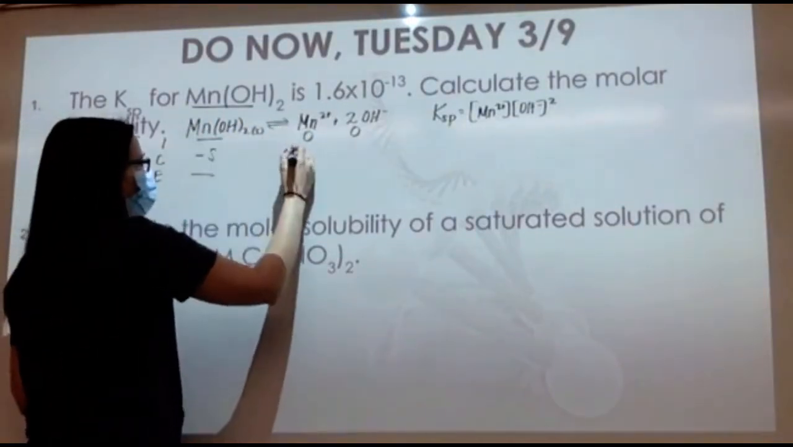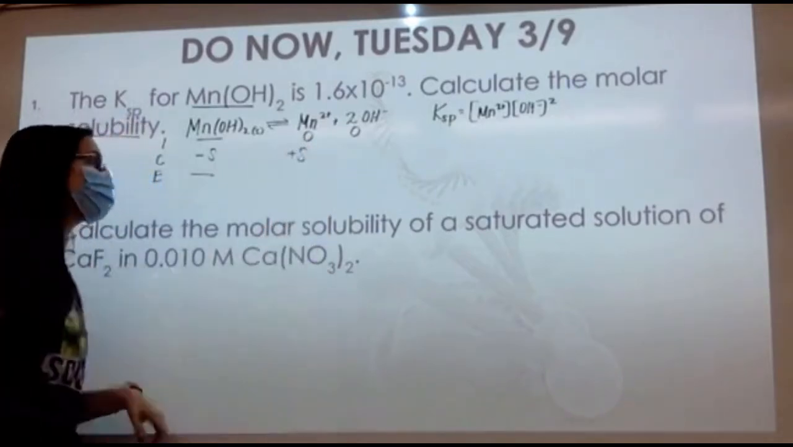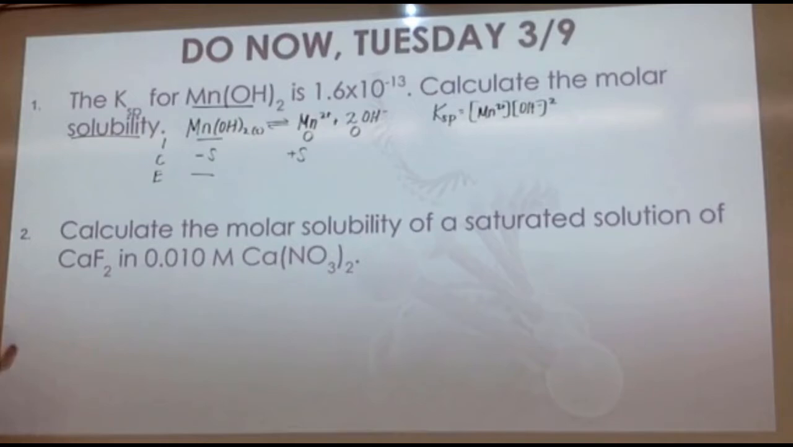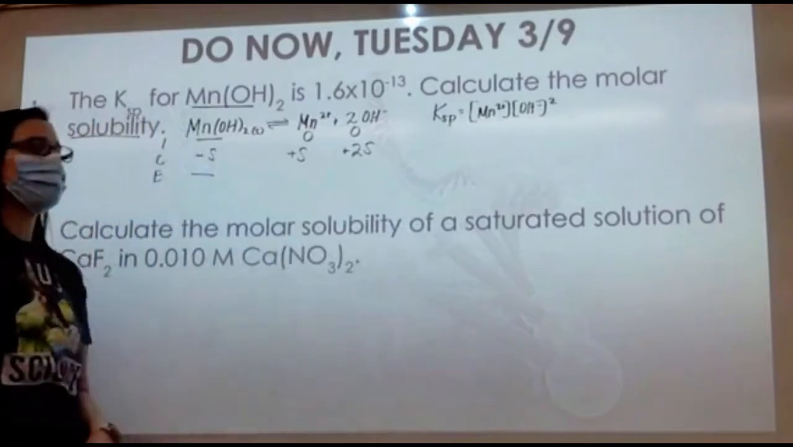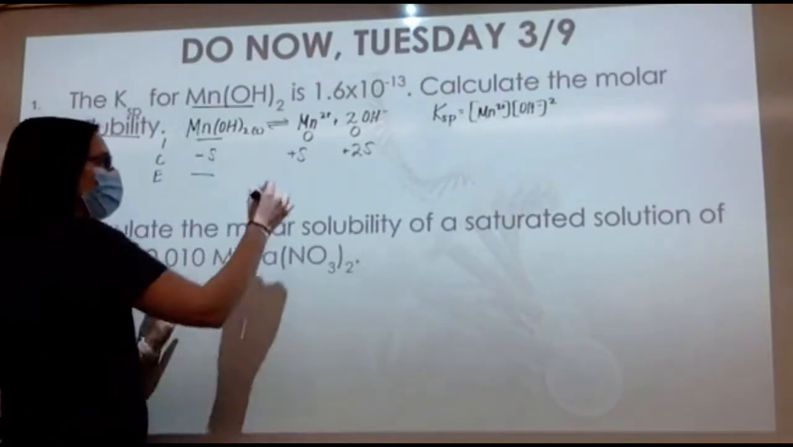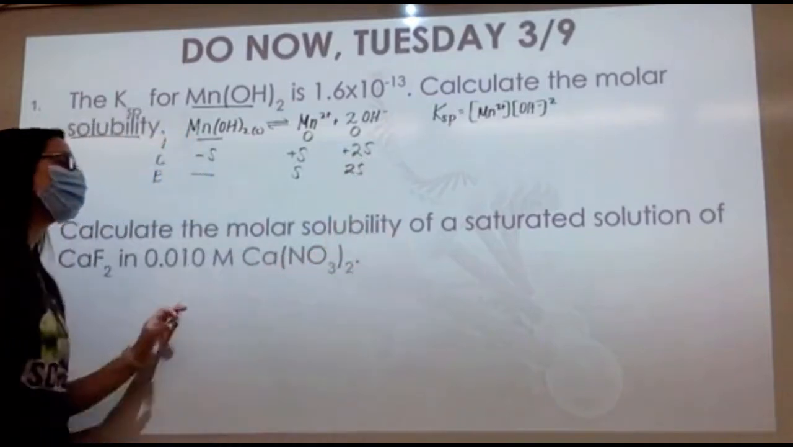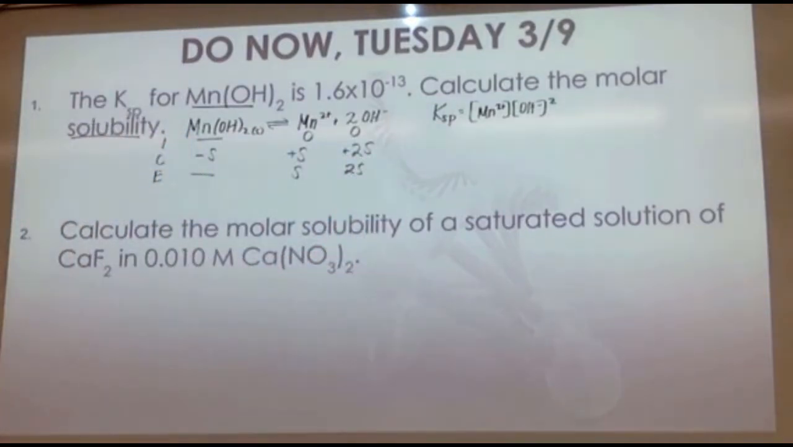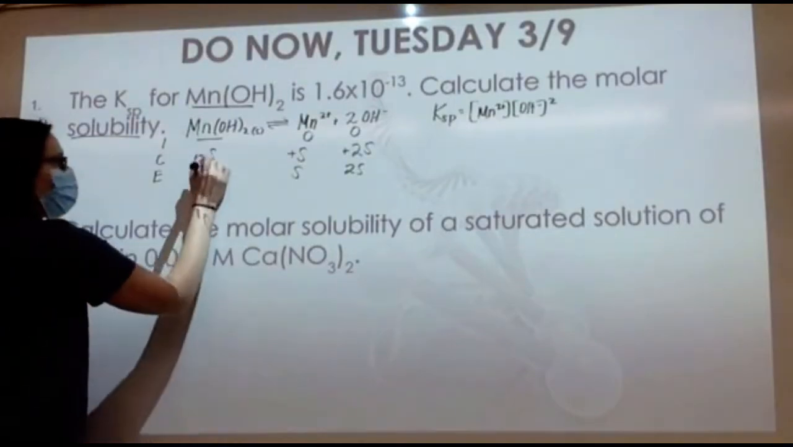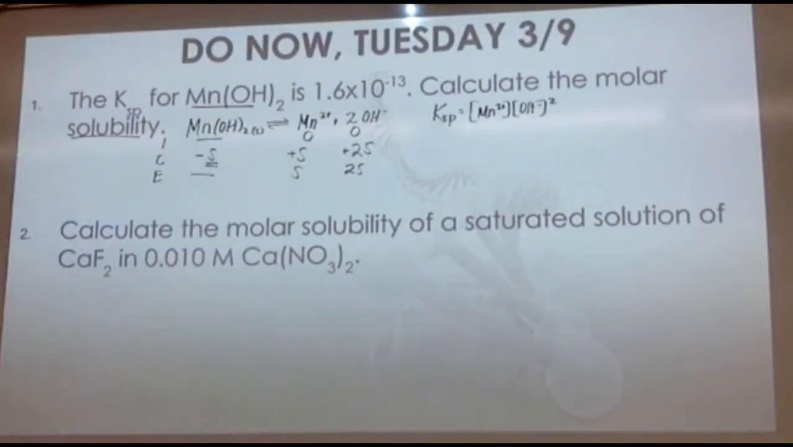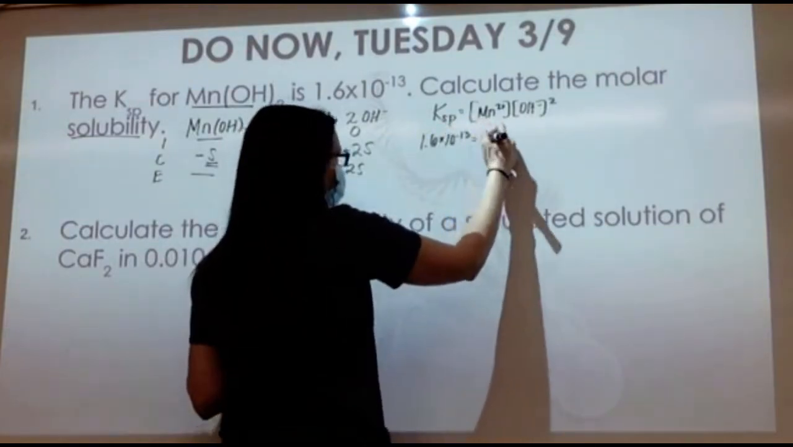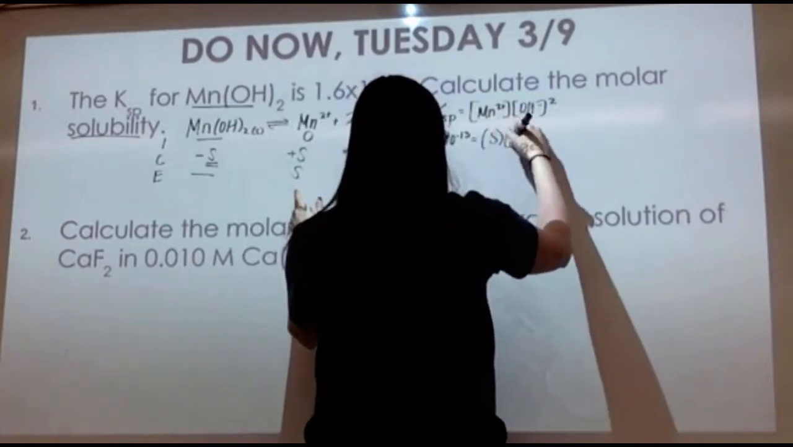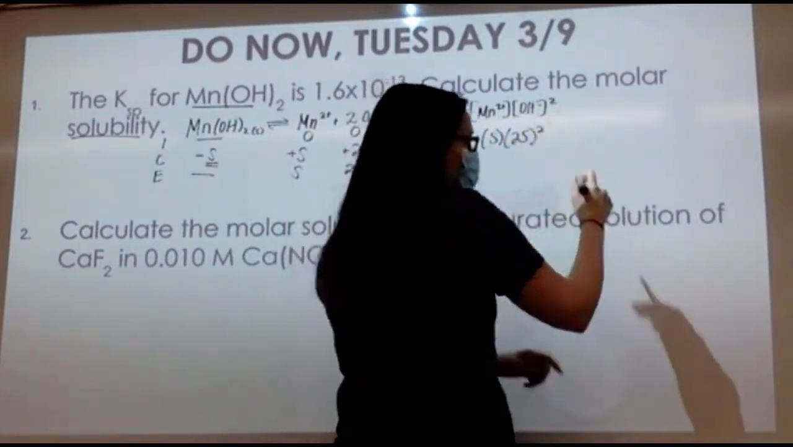Mn2+ to manganese hydroxide is 1:1. So we would expect to see plus S amount. And then twice as much hydroxide, so plus 2S. At equilibrium, we would have S and 2S, and that's what gets plugged into our Ksp expression, because our goal is to solve for molar solubility. So we're solving for S, how much of the solid dissolves. Plug it into the Ksp expression: 1.6 times 10 to the negative 13 is S times the quantity 2S squared.